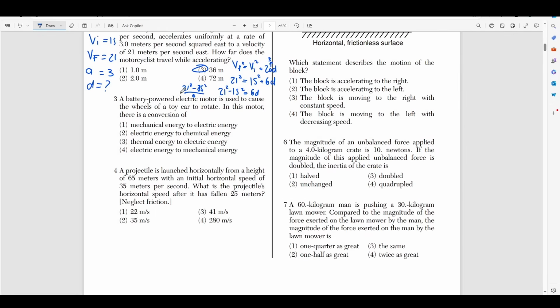Number 3 says a battery-powered electric motor is used to cause the wheels of a toy car to rotate. In this motor, there is a conversion of what? Well, here we're starting with a battery, so a battery-powered electric motor. The motor is going to spin, but it's taking energy out of a battery, and a battery is electric. It's electrical. So we have to start off with electrical energy.